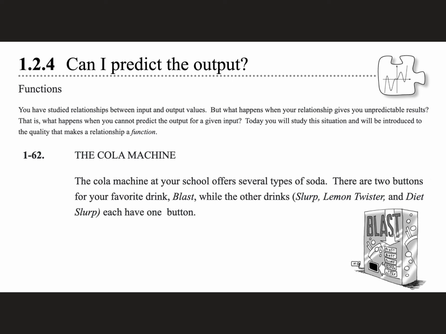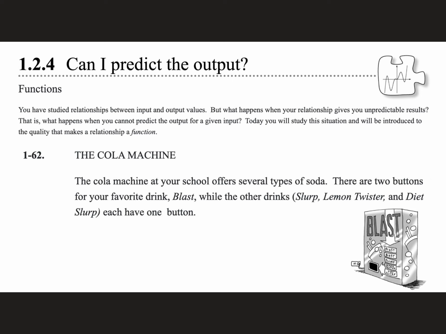So today we're going to look at predicting outputs. Up until now, we have been studying the relationship between input and output values. But what happens when our relationship gives unpredictable results? In other words, what happens when you cannot predict the output for a given input? Today, we're going to look at that situation and you'll be introduced to the quality that makes a relationship a function. So, we've been using that word, but we haven't actually defined it yet. Today will be that day.